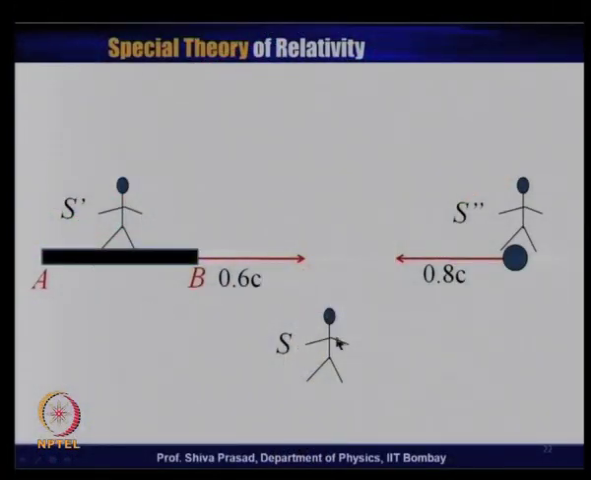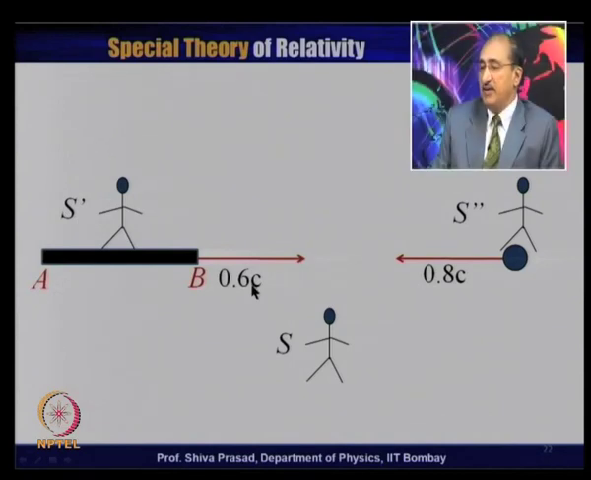So, this is what I have shown in this particular picture here, approximately to give an idea that this is an observer S, which I am calling a ground observer. This picture has been shown with reference to this particular observer. This rod is moving with a speed of 0.6 c in the plus x direction. There is a particle which is moving on the left hand side with a speed of 0.8 c. This observer sitting here, I am calling the S prime observer. This observer sitting here, I am calling the S double prime observer.